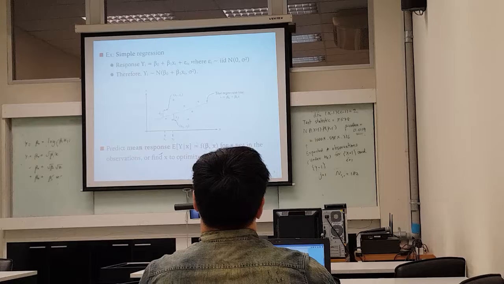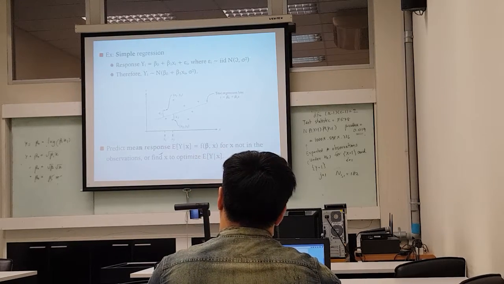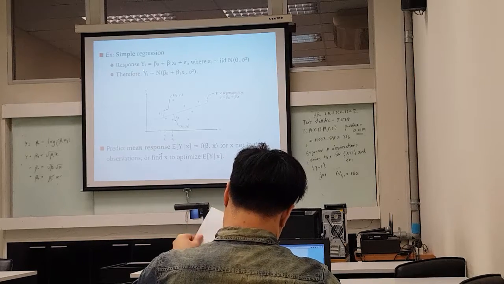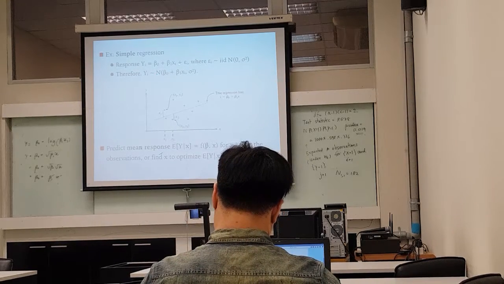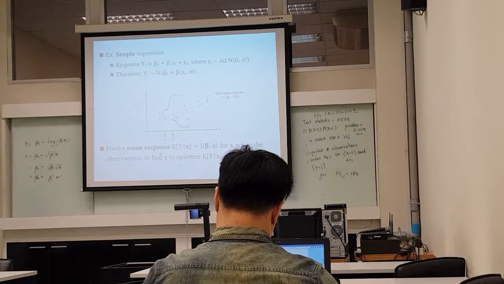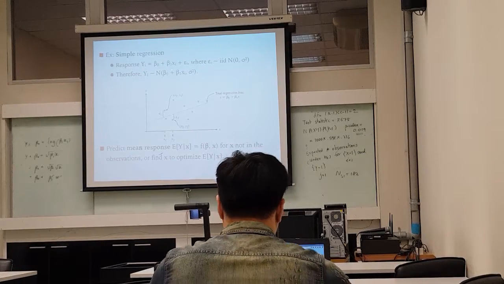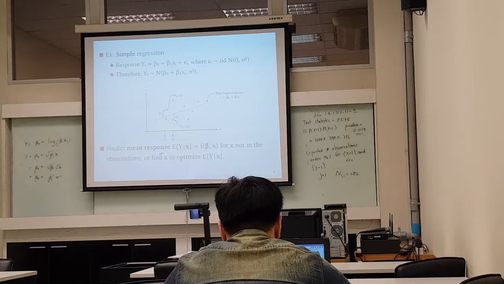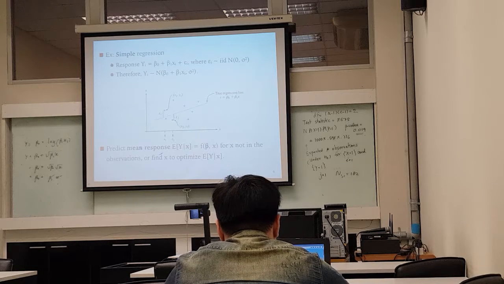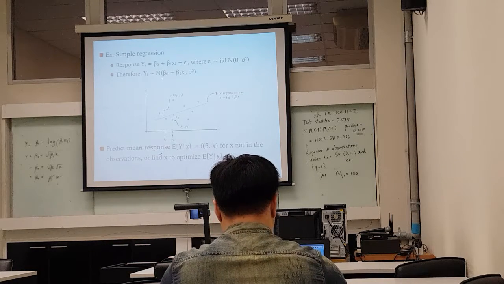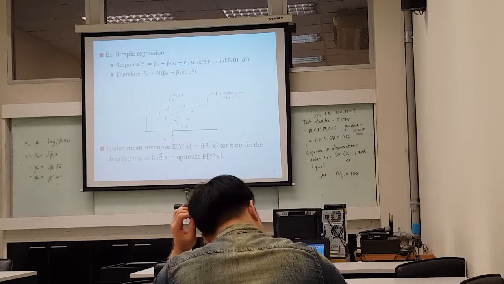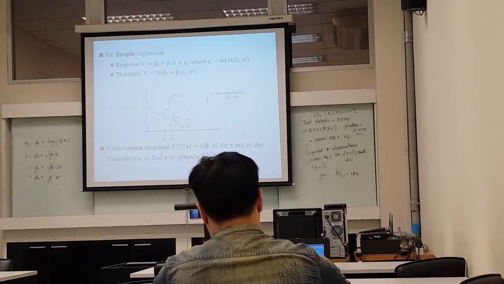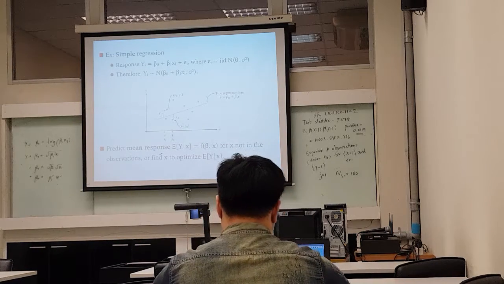Because this one has a normal distribution with mean 0 and variance sigma squared, your data yi, we assume, comes from the normal distribution with mean beta 0 plus beta 1 xi and variance sigma squared. This is the model that we assume on our data. And we try to find the values of beta 0 and beta 1 that best fit our data, and we predict the value of y for a different value of x.